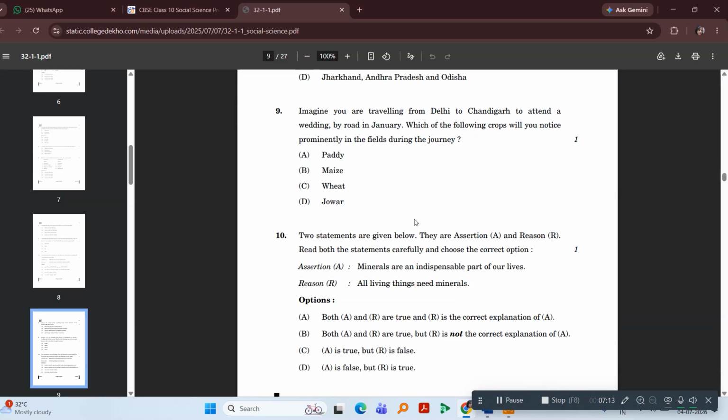Ninth one. Imagine you're traveling from Delhi to Chandigarh to attend a wedding by road in January.